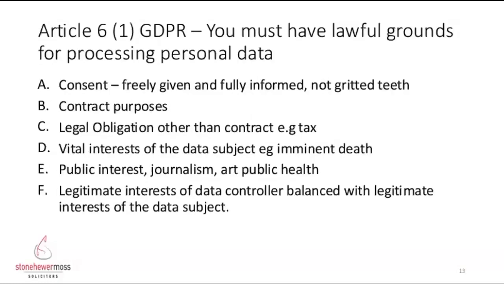So in order to process this data, you have to have a ground under GDPR, and there are 6 grounds, and if you haven't got one of these, you're out of the game as far as processing is concerned. So the first one is consent. Consent has to be fully informed and freely given. Now, this was talked about a lot before GDPR actually started, and people almost talked about it as if it was the only ground. And in reality, it's the ground you want to avoid if you possibly can, because it can be withdrawn at any time.